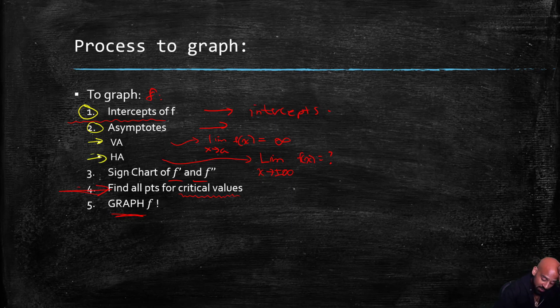Okay, then the sign chart of f prime and f double prime, to get the critical values and inflection points, and then finally we'll graph. Okay, very simple. All right, so let's do an example, and let's hope we don't get a brain aneurysm.